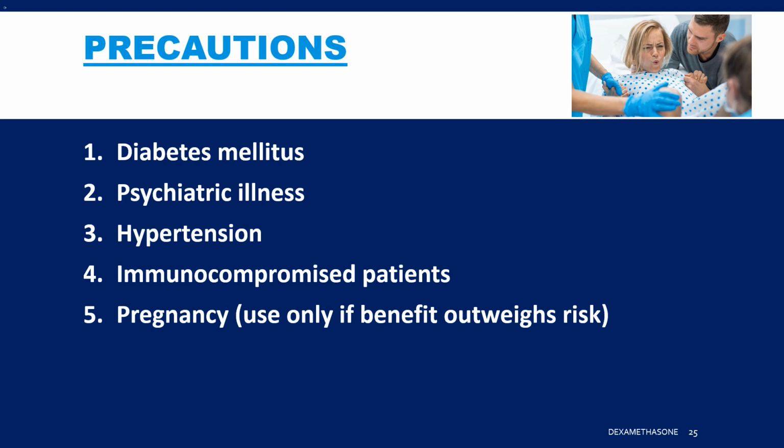4. Immunocompromised patients. Dexamethasone can further suppress the immune system in immunocompromised patients, increasing the risk of infections and other complications. 5. Pregnancy. Dexamethasone should be used in pregnancy only if the potential benefit outweighs the risk to the fetus, as corticosteroids can have adverse effects on fetal development.